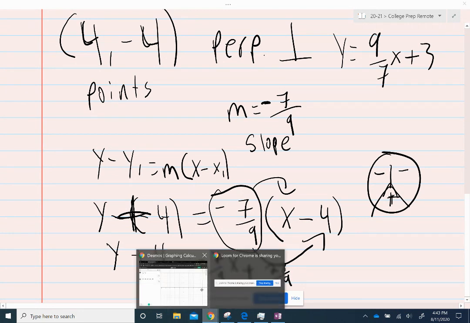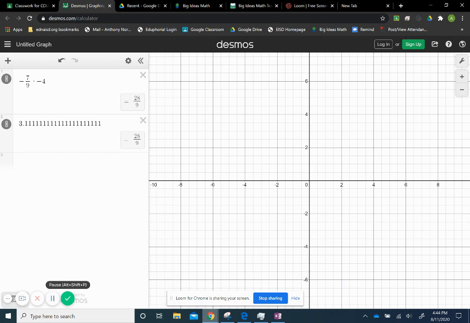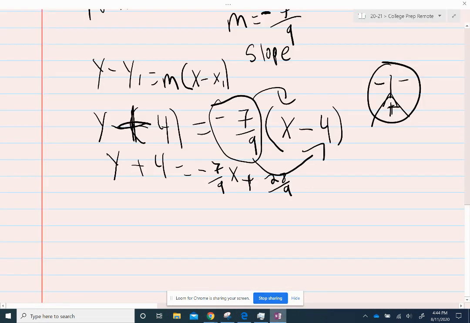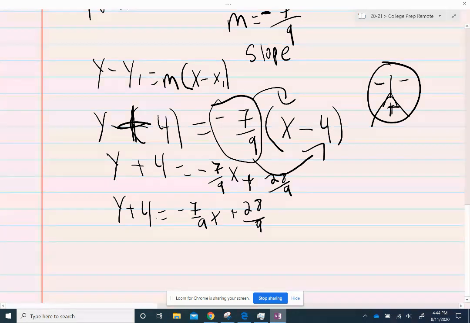So we're going to run out of room. Got more room. So y plus 4 equals -7 over 9x plus 28 over 9. We've got to get y by itself. -4. Make sure we're subtracting the numbers and not the variables. These are apples. These are oranges. You can't subtract apples from oranges.